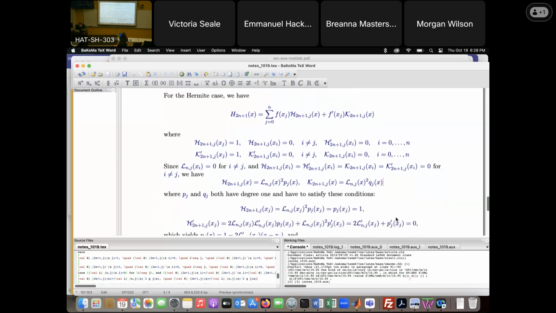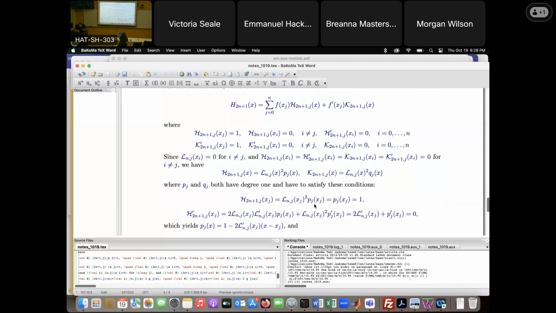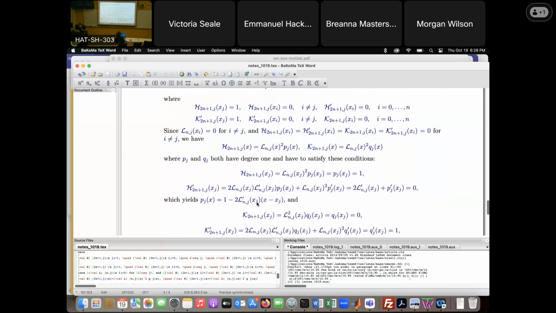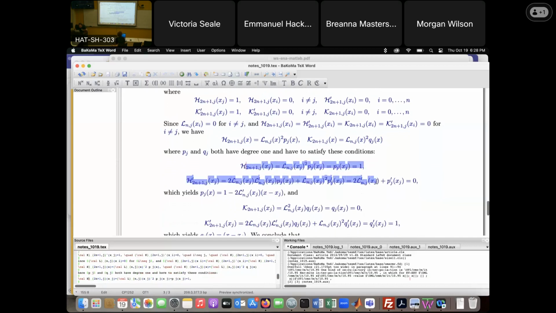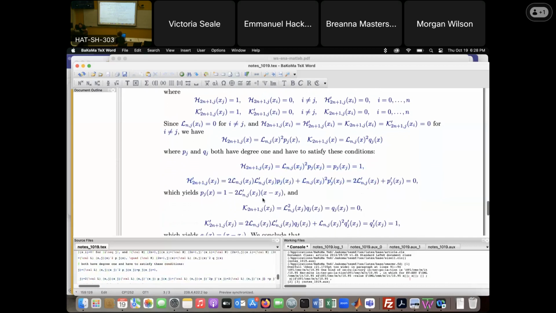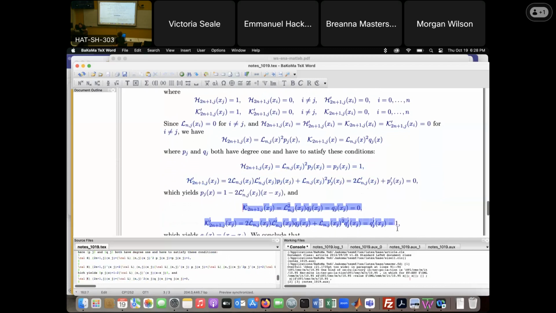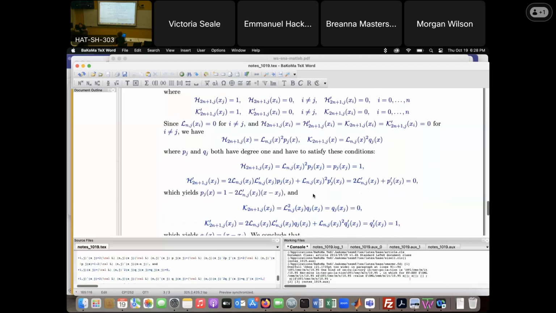So, in fact, here are the conditions that I just mentioned right here, at least for the fancy h's have to satisfy these conditions, and the fancy k's have to satisfy these conditions. Now I need to step you through these.